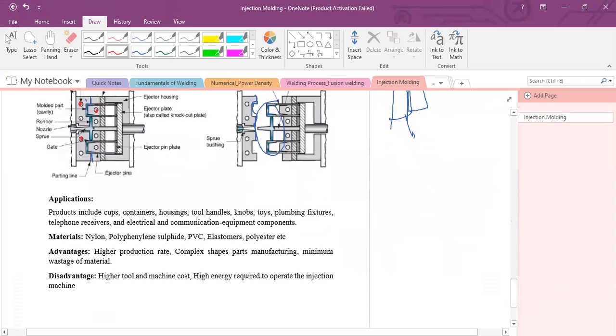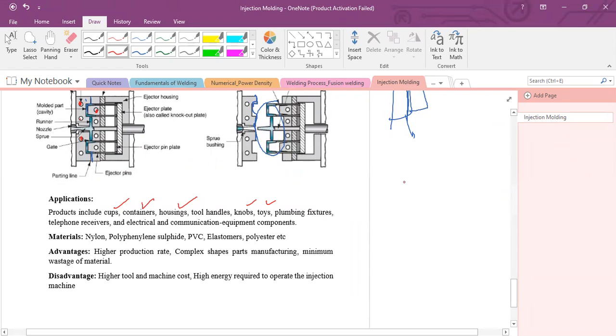With injection molding, you can produce cups, containers, housings, knobs, toys, so many things which are made of plastic. You can use this injection molding process to produce these parts. Phone receivers and mobile covers, in fact, you can produce.